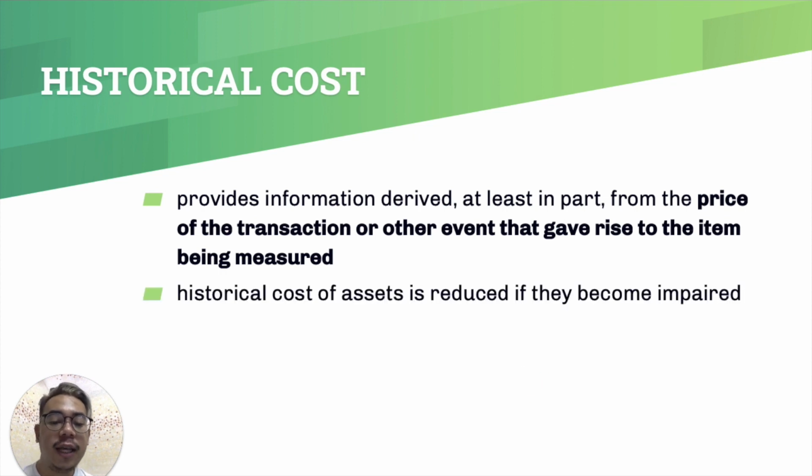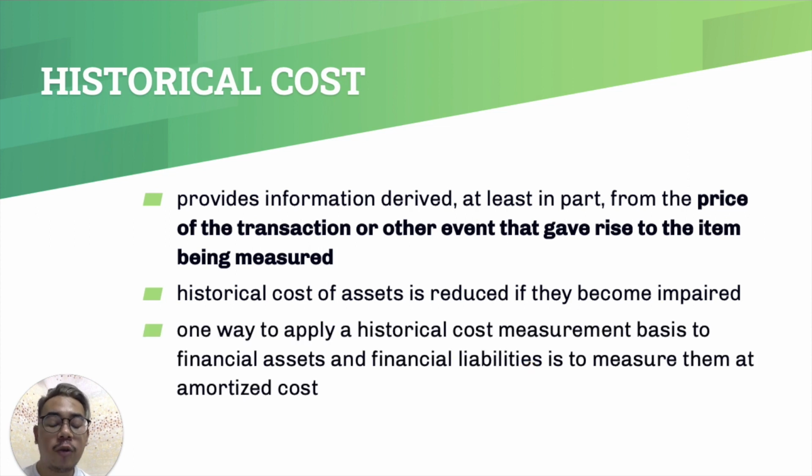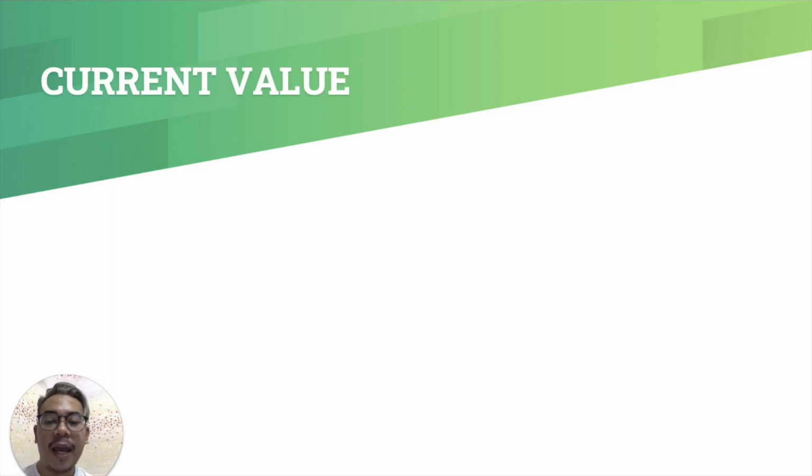Historical cost is reduced if they become impaired. And one way to apply a historical cost measurement basis to financial assets and financial liabilities is to measure them at amortized cost. So, application daw yun ng historical cost. We will talk about financial assets and liabilities in the future in another video. Pero that's historical cost. The second measurement basis is current value.